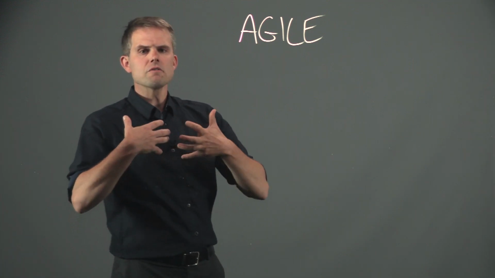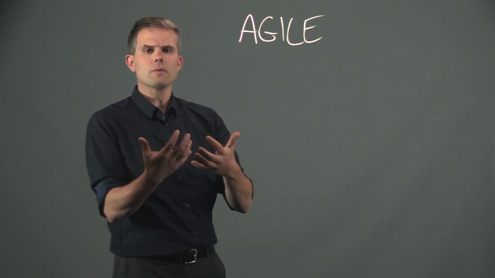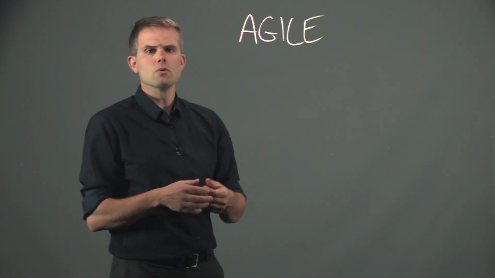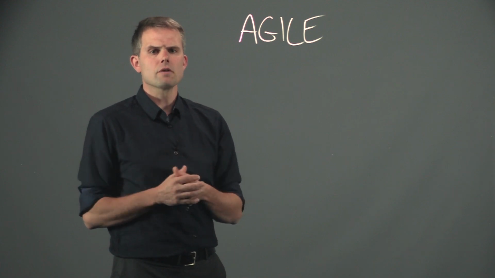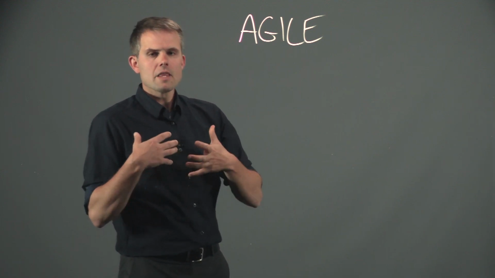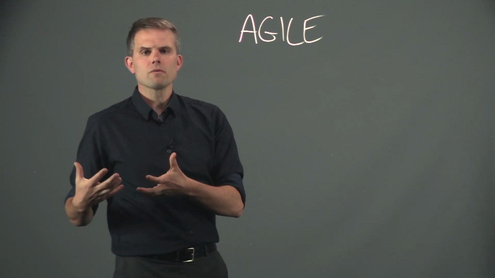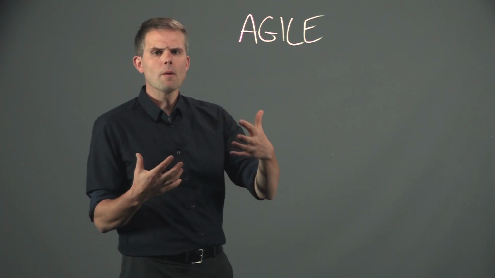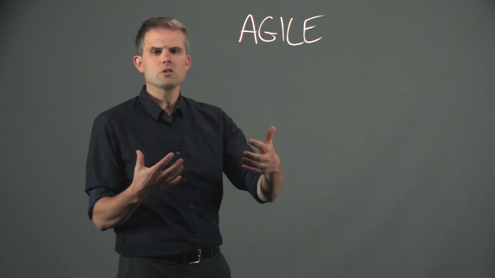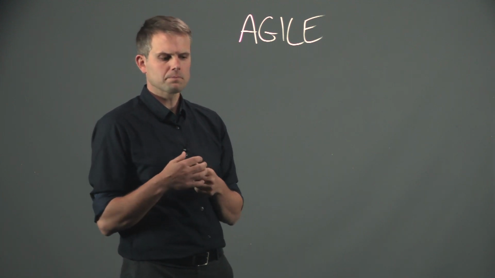So the first is to favor individual interactions over processes and tools. Right? This is really about valuing the stakeholders who are involved in the software development process. The next is favoring working software over extensive documentation. So in Agile approaches, one common theme we'll see is that the software should always be buildable and executable.